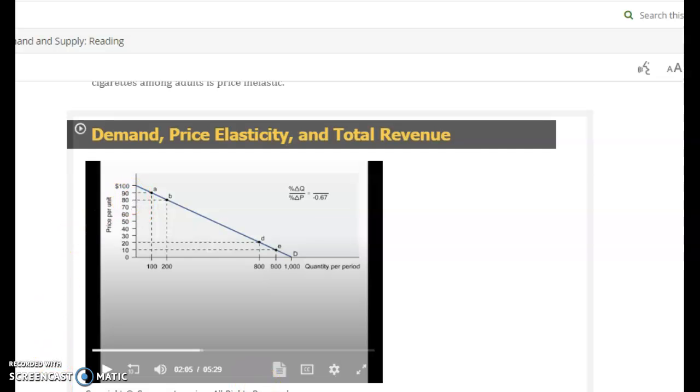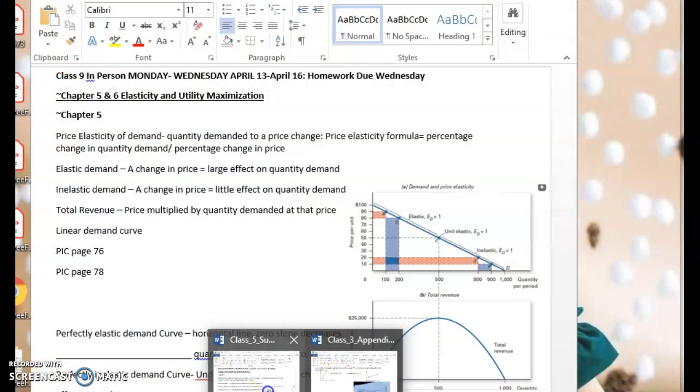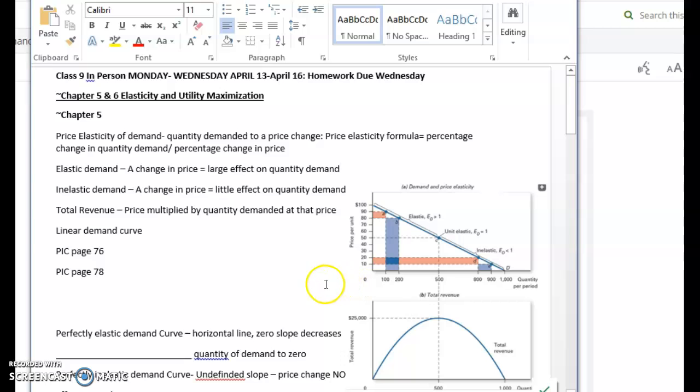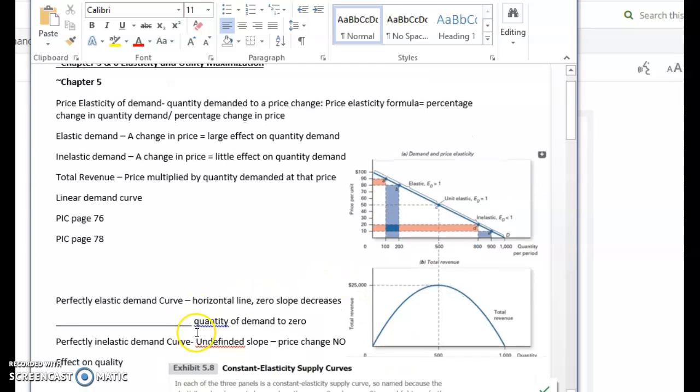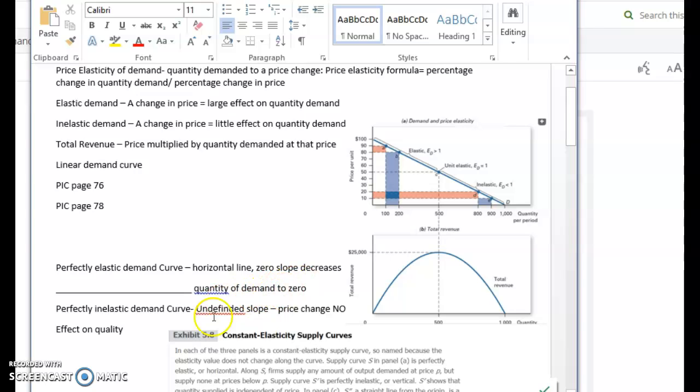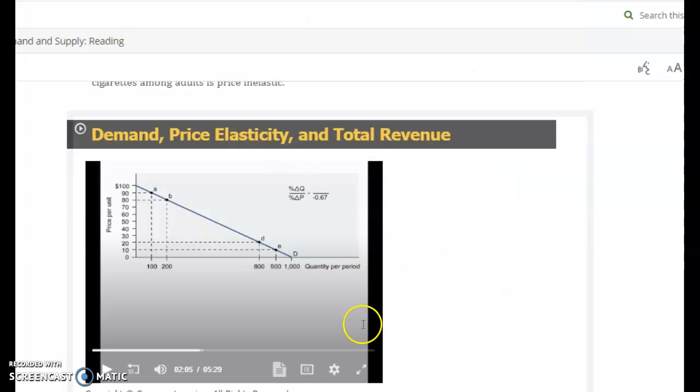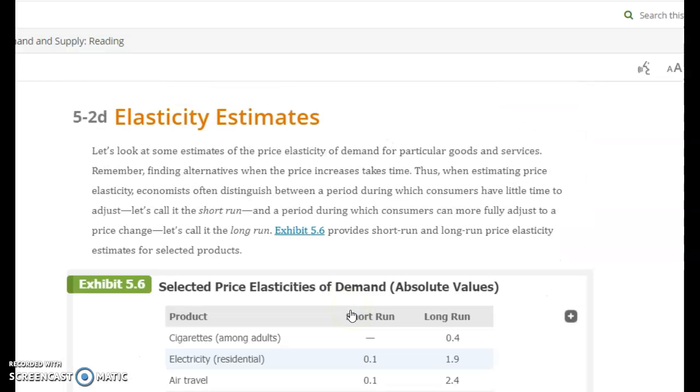So let's look now at the rest of the work. So we have a perfectly elastic demand curve: horizontal, zero slope, increases quantity of demand to zero. A perfectly inelastic curve has an undefined slope. The price changes, no change in quantity, and we have the graphs to show for this. They have the graphs right in the book.